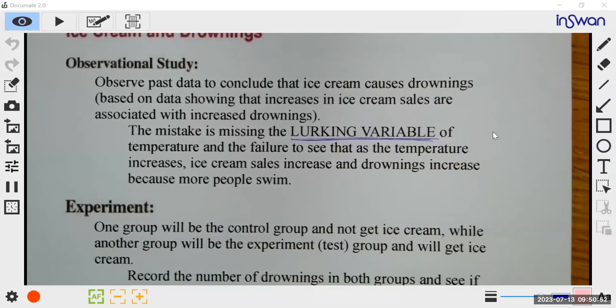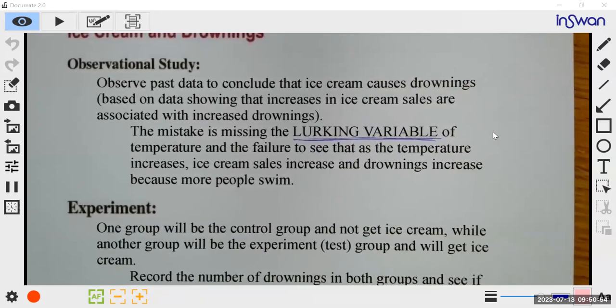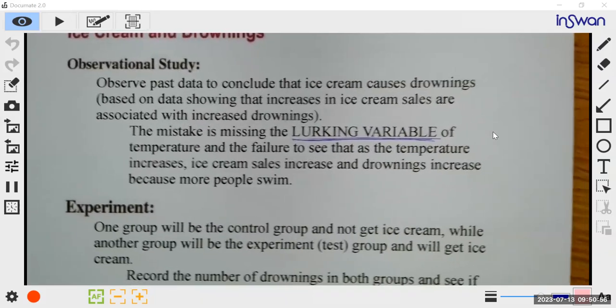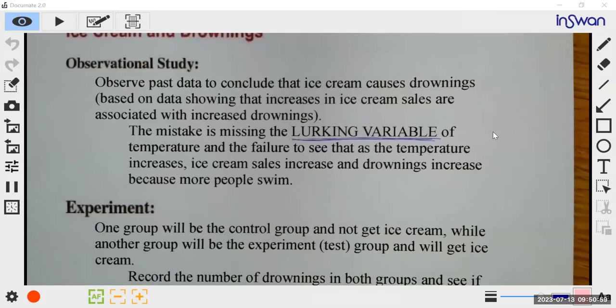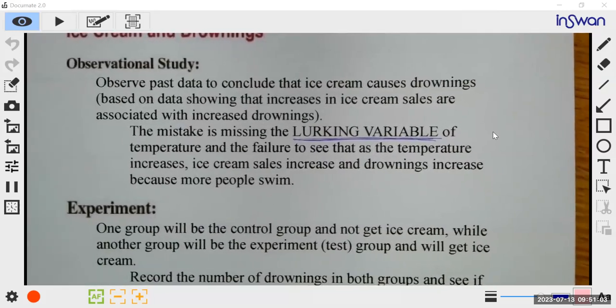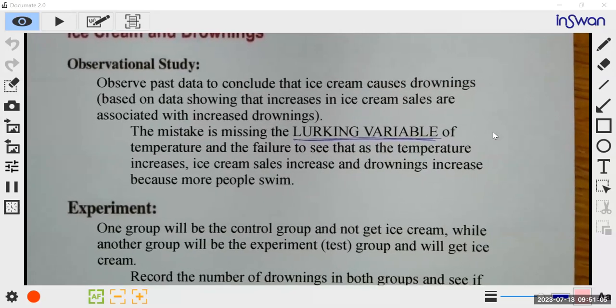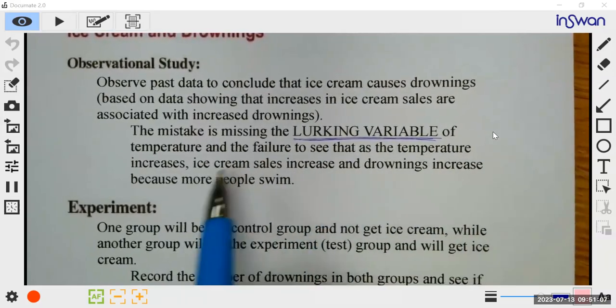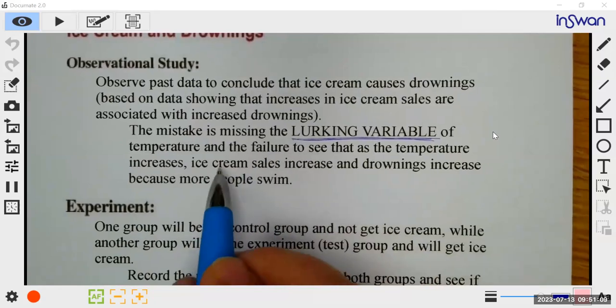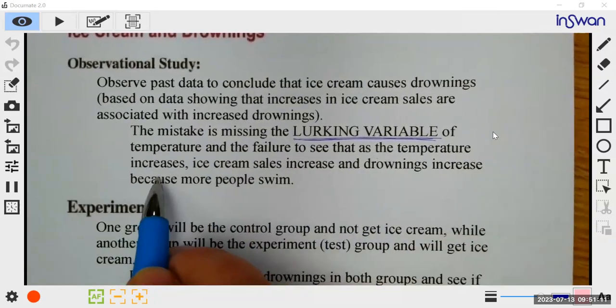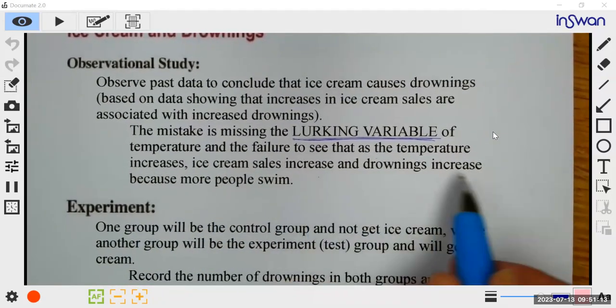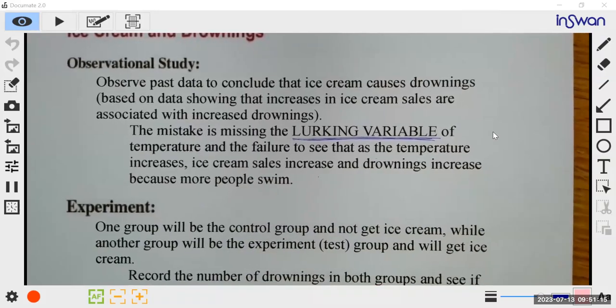It's something that's not obviously known that's in the study, a variable that's in the study that affects your outcome, that could affect your outcome. In this case, it's temperature. And the failure to see that as temperature increases, ice cream sales increase and drowning increase as more people swim.